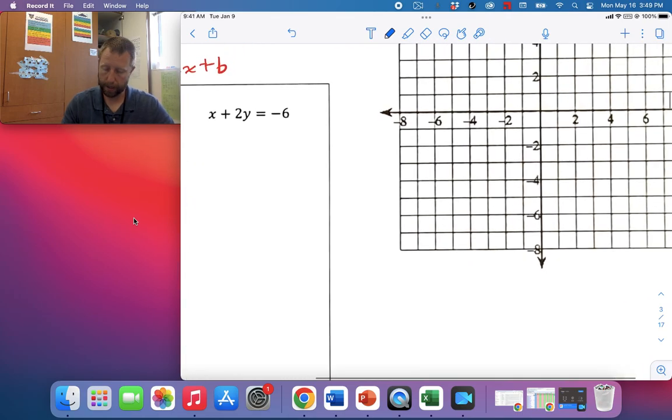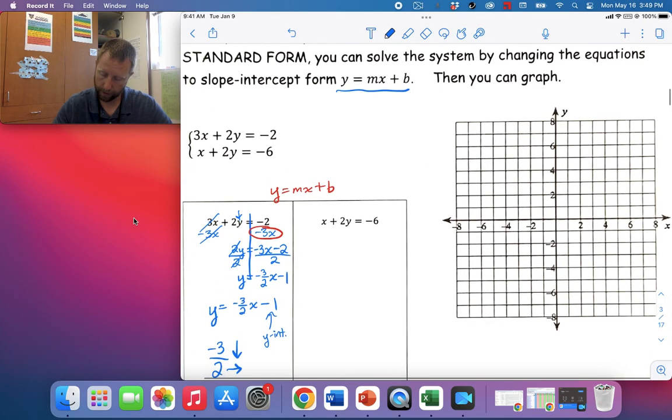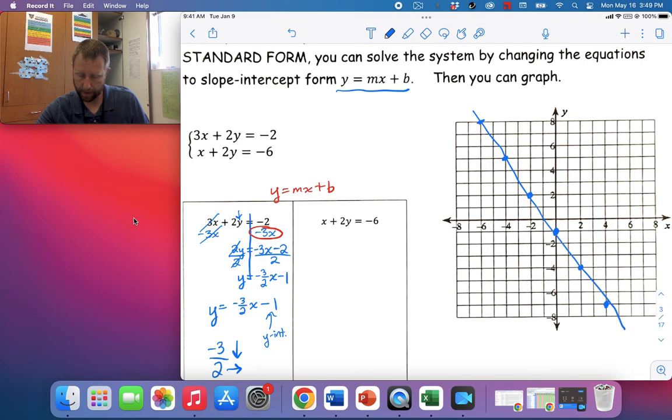So negative 1, let's graph that first. Over on this graph, put a point at negative 1. And then I'm going down 3, to the right 2, down 3, to the right 2. Once you've gone as far as you can in one direction, go back to your beginning point and do the opposite. Go up 3 and to the left 2. I can do it one more time. That's my first line.